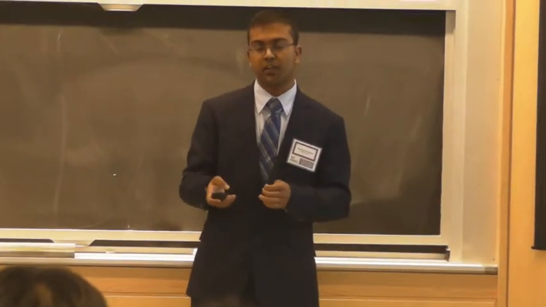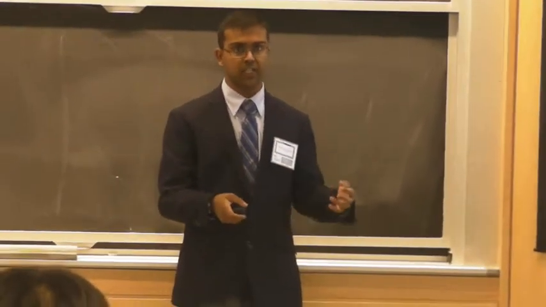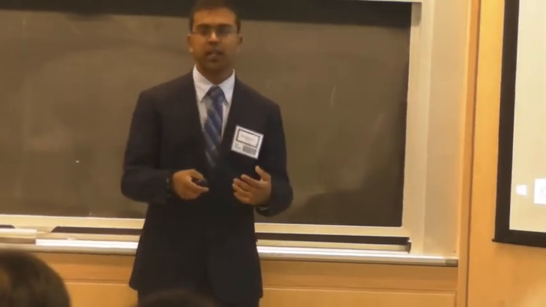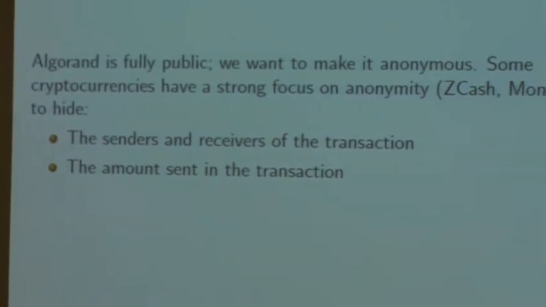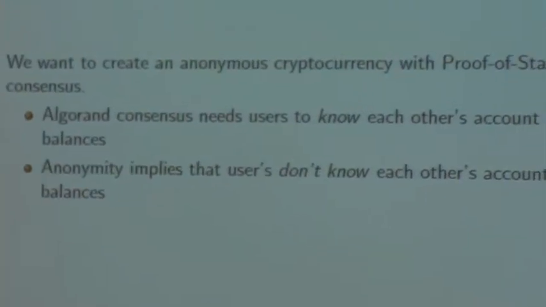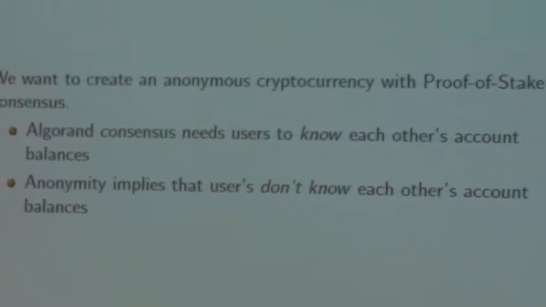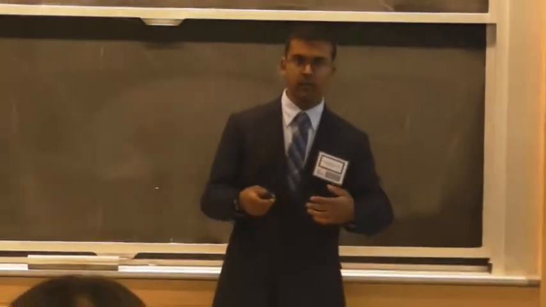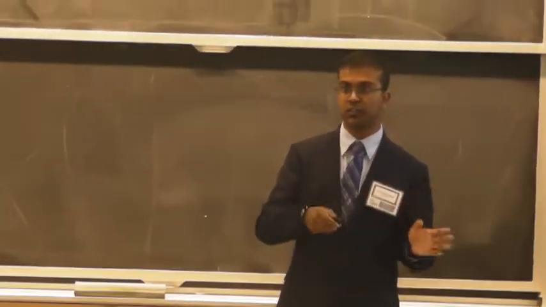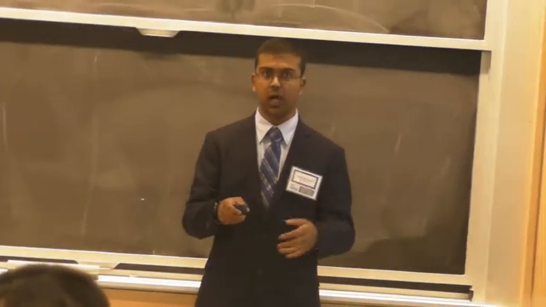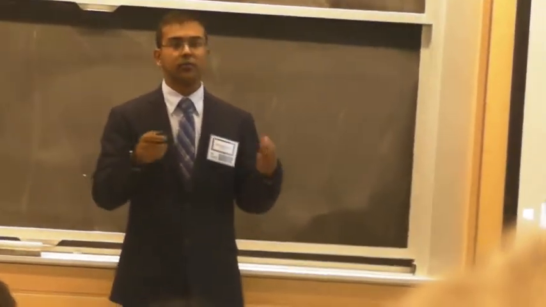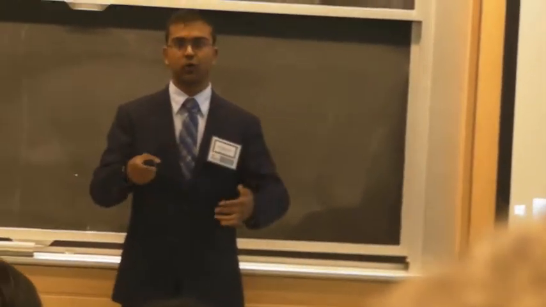However, we want to have an anonymous cryptocurrency like Zcash and Monero. These are able to hide the senders and receivers of transactions, and they're also able to hide the amount sent in a transaction. So the goal of the project was to create an anonymous proof of stake cryptocurrency. However, these goals seem to be opposing each other, because in Algorand, users need to have access to each other's account balances to be able to verify the sortition proofs. However, anonymity implies that users don't have access to each other's account balances. One of the ways we can get around this is by using zero-knowledge proofs.